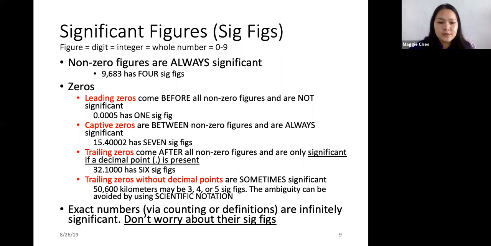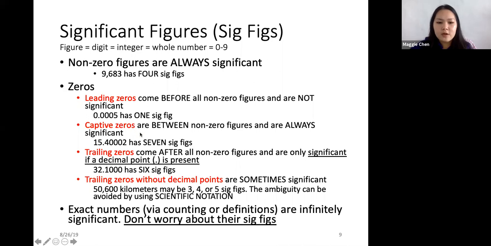But for zeros, there are different rules for which ones are significant or not. So leading zeros that come before all non-zero figures are not significant. So if we have 0.0005, these zeros before the 5 aren't significant. So we would just count this 5 as our 1 sig fig.